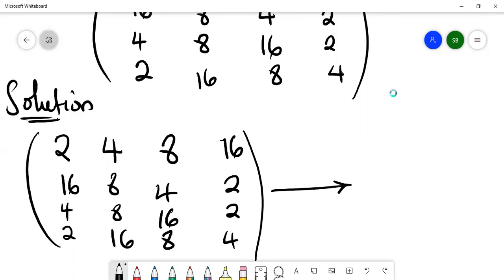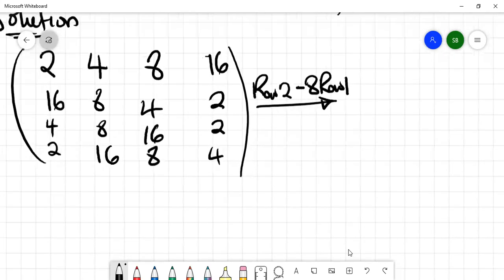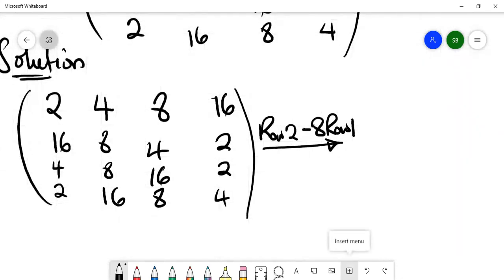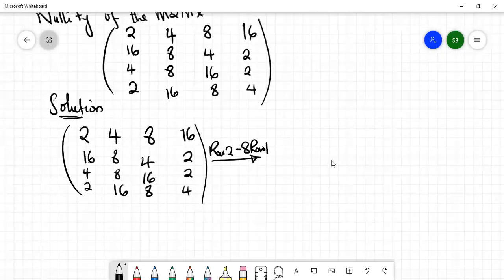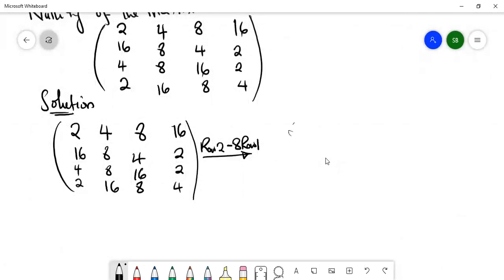Now, following the echelon row reduction, we can say row 2 minus, what do you think? Row 1. Yes, row 1. If you think row 1, you are correct. So let me reduce the size of this. Okay. Now, let's write it here. We have 2, 4, 8, 16. And here we'll be using this formula that we have here.